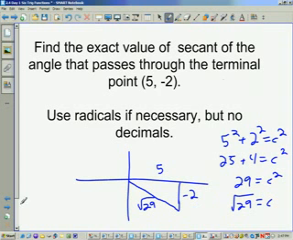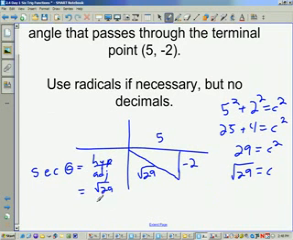Alright, so now we want to find the secant of theta. Secant is the hypotenuse. It has to match up with a co, so it has to be cosine, so over adjacent. Now the hypotenuse is root 29. The adjacent side is 5. So root 29 over 5 is the correct answer.